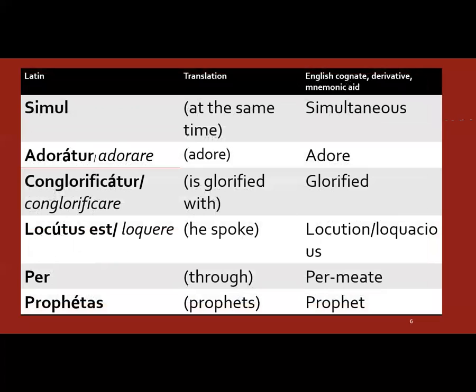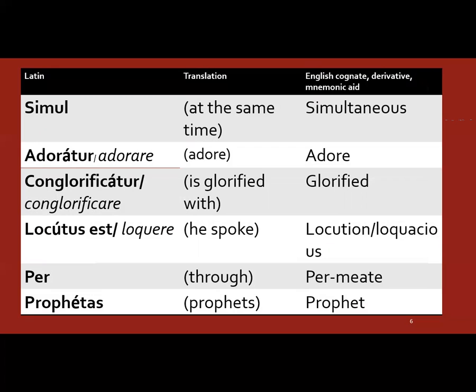Okay, simul means at the same time. Simul is one of these connecting words that never is declined. It's always simul. So is iterum that we just saw. So simul means at the same time. Our word simultaneous comes from simul.